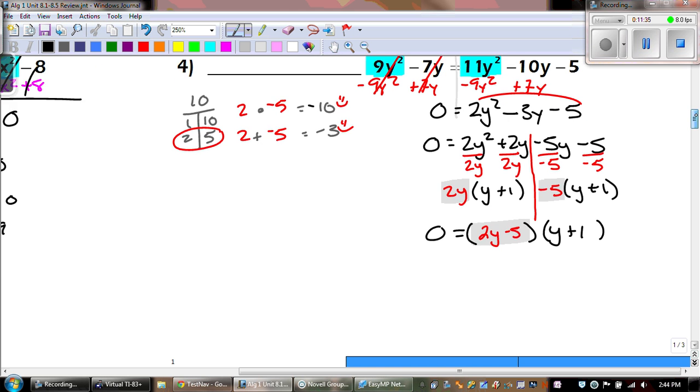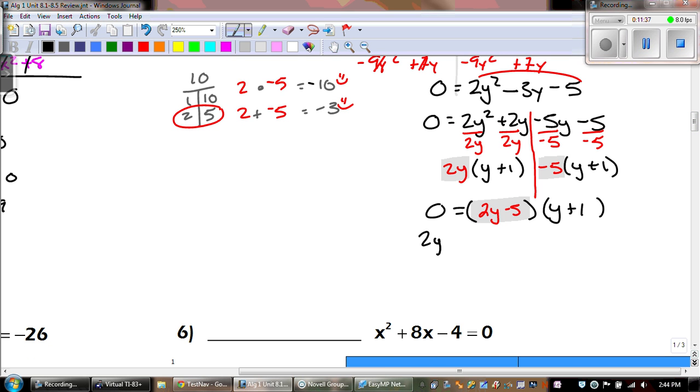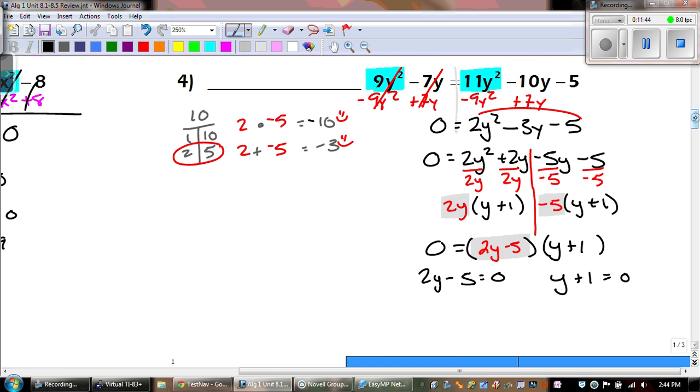The last step is to solve. So we have 2y minus 5 equaling 0 and y plus 1 equals 0. And when you're done with that, you should get that y equals negative 1 and a positive 5 over 2.